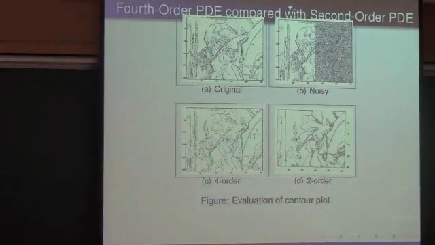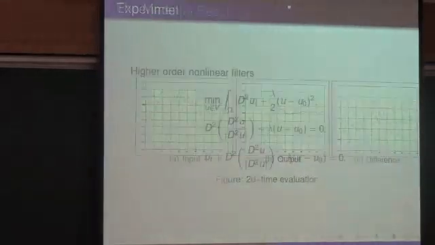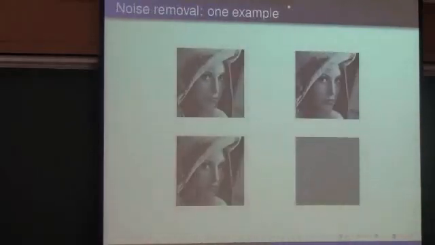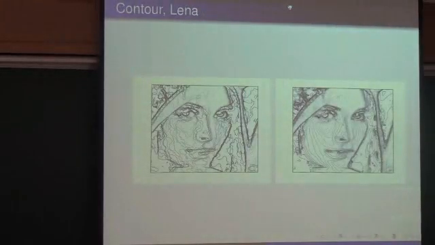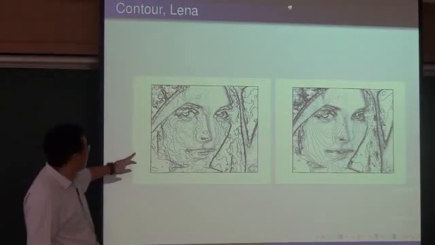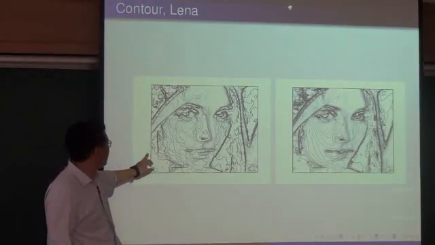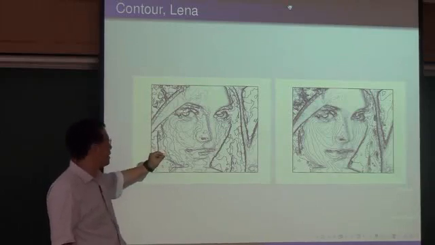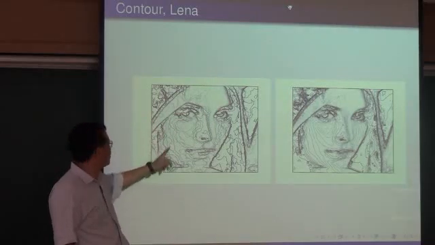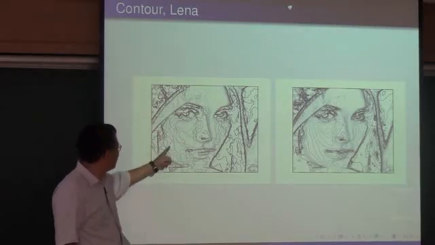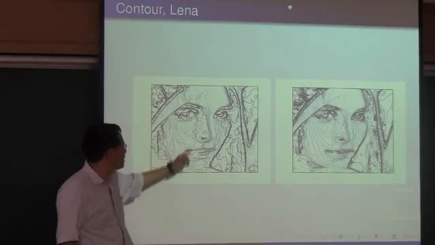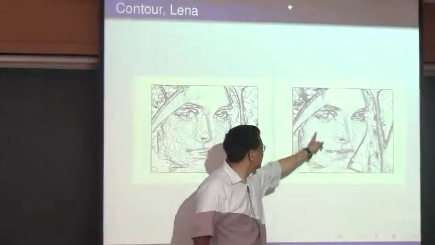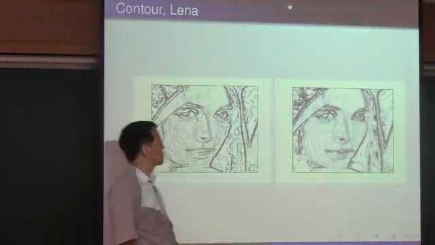Later I have one image. Maybe let's go to that image even now. You see that here is another comparison. Here is the level curve of the Lena image by the total variation. If you add a little noise, the level curve will be destroyed. If you use a TV, you recover the level curve somehow, but the level curve is not so smooth. Here, if you use a fourth order, you can see the level curves are much more natural, much more smooth.